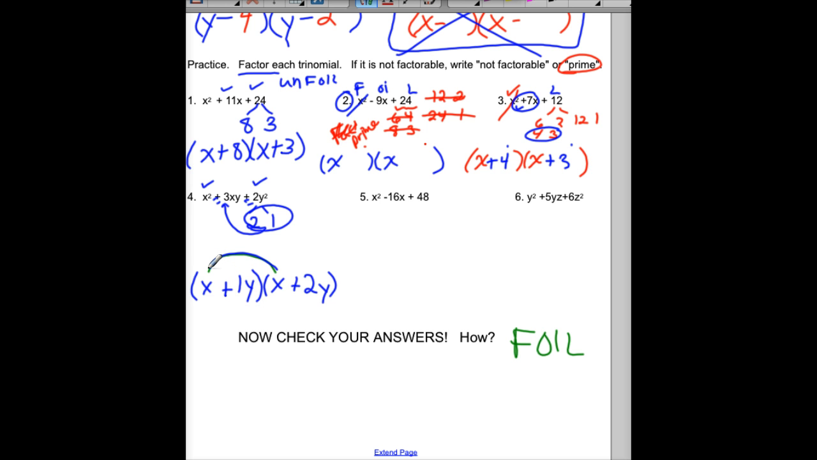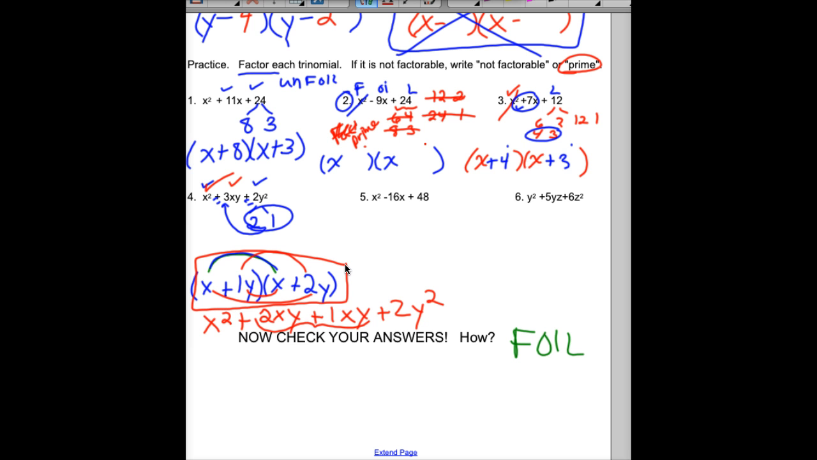First times first gives me x squared, 4. Outside gives me positive 2xy. Inside gives me a positive 1xy. And my last gives me a positive 2y squared. When I combine outside and inside, you'll notice I get 3xy. So I have factored it correctly.